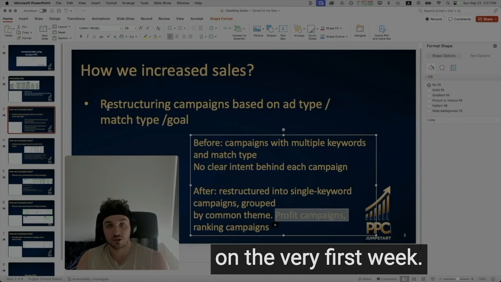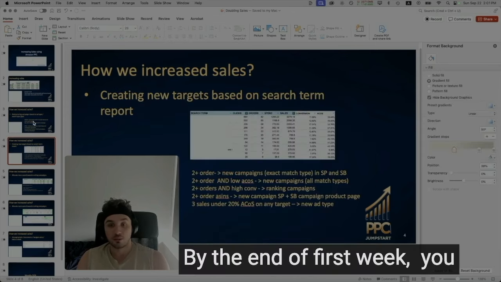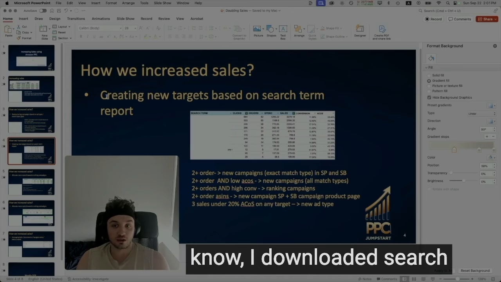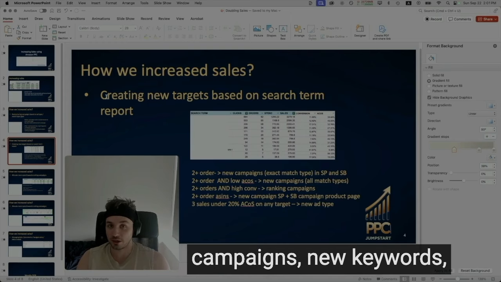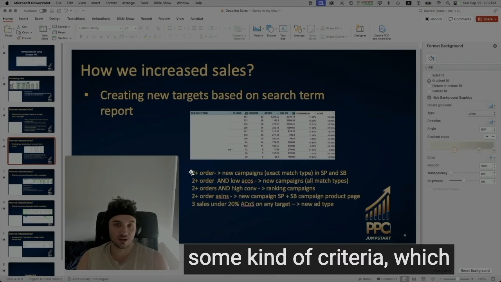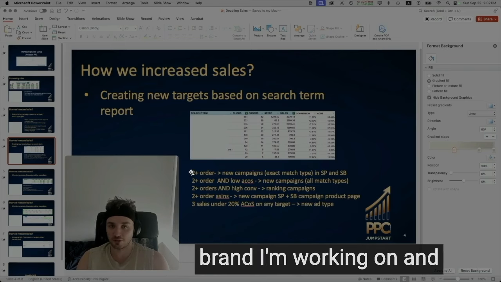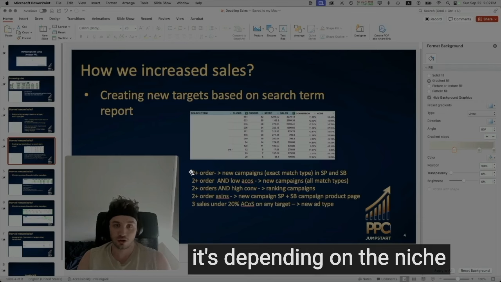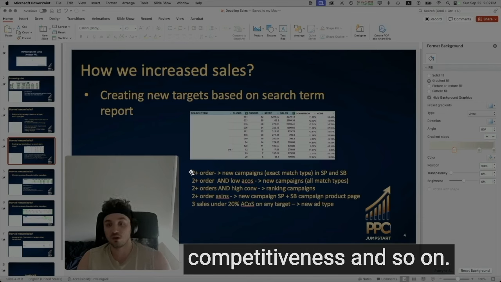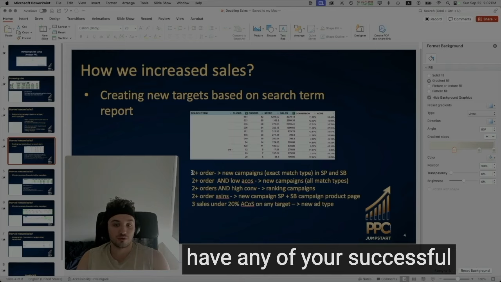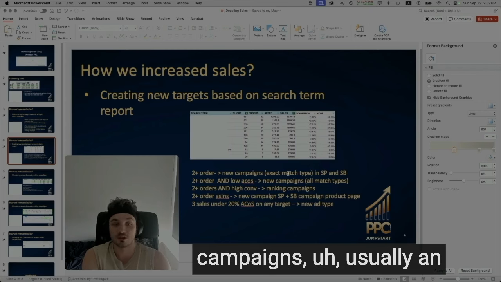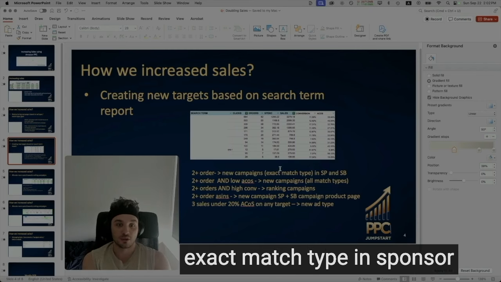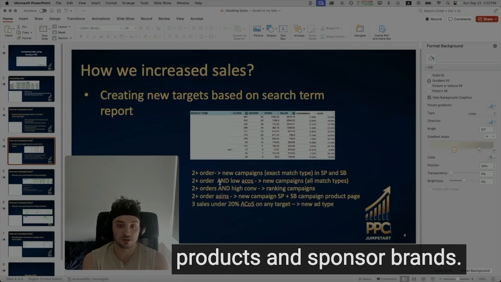This was done in the very first week. By the end of the first week, I downloaded the Search Term Report, and I started creating new targets, new campaigns, new keywords. I have some criteria, which is obviously flexible for the brand I'm working on, depending on the niche, competitiveness, and so on. But in general, any of your successful keywords, say with 2+ orders, should be promoted in new campaigns, usually as exact match types in sponsored products and sponsored brands.